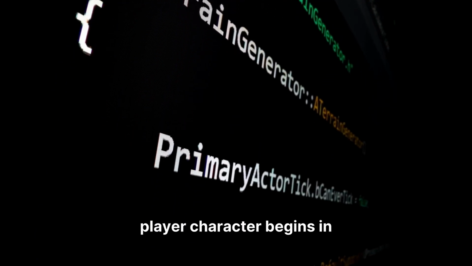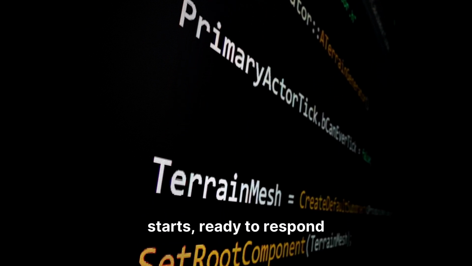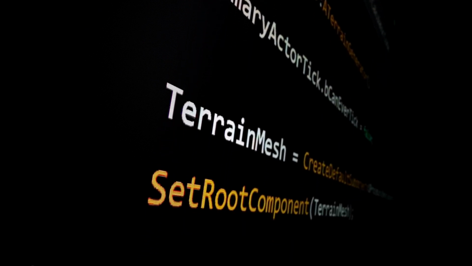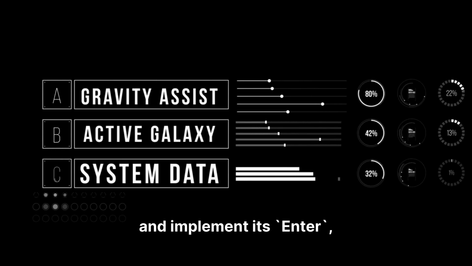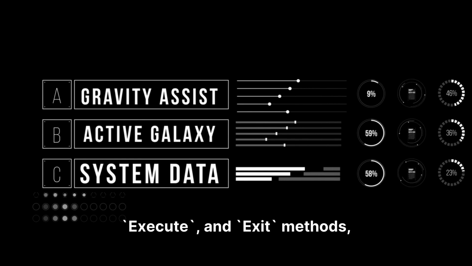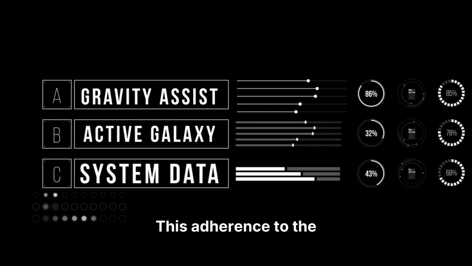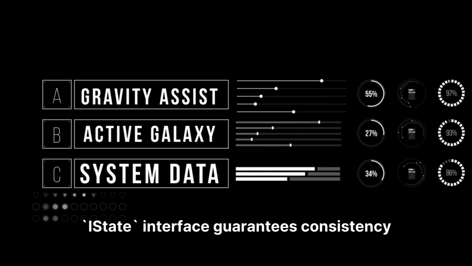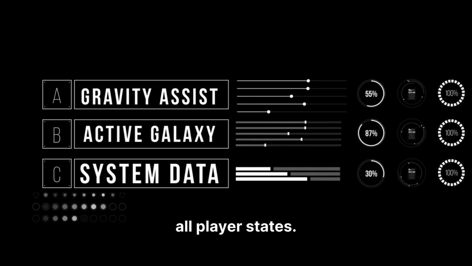This ensures that our player character begins in a defined state as soon as the game starts, ready to respond to player input. Each player state class will inherit from IState and implement its Enter, Execute, and Exit methods, defining specific behaviors for that state. This adherence to the IState interface guarantees consistency and proper functionality across all player states.